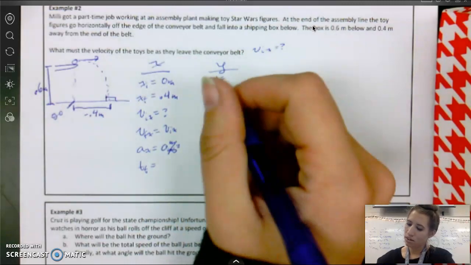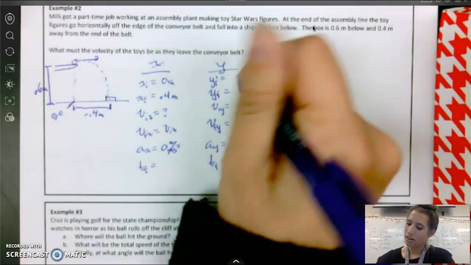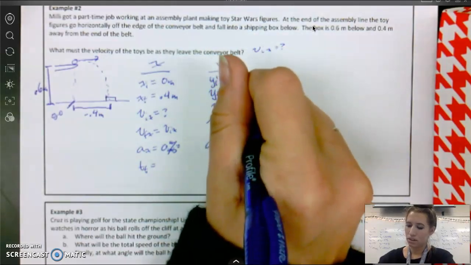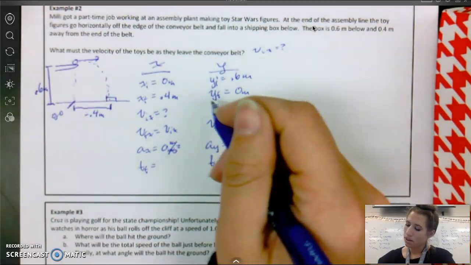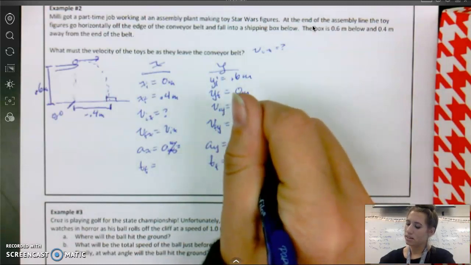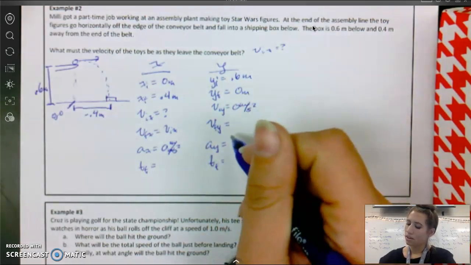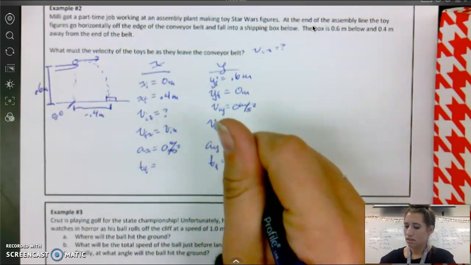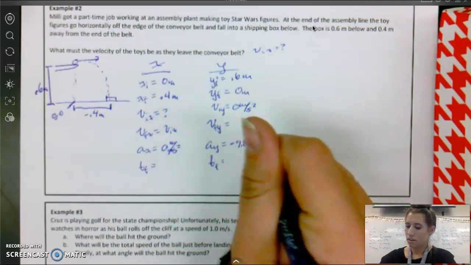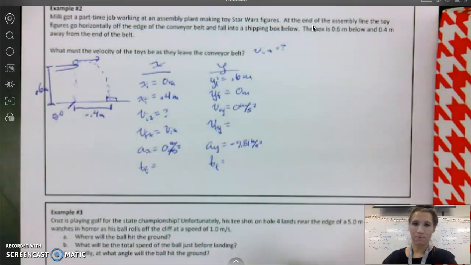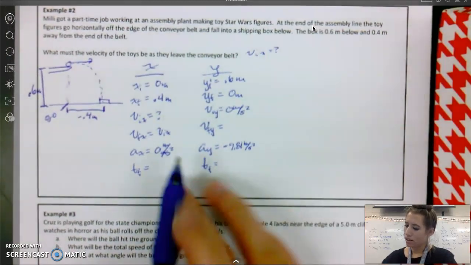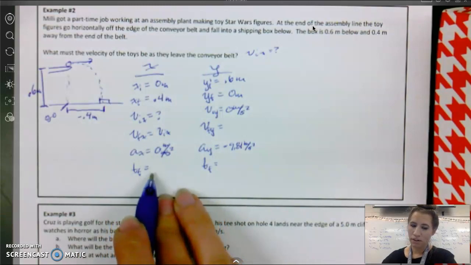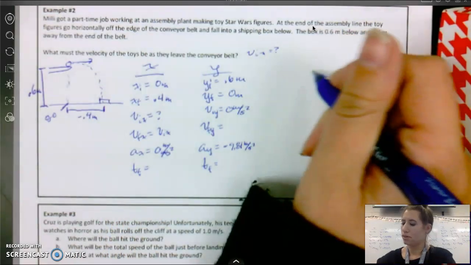Y initial, I'm starting at a height of 0.6 away from my origin. I'm ending at the origin as far as the y direction goes. My initial velocity in the y is 0. It's all in the x. Velocity final in the y, we don't know what that is. The acceleration is the acceleration due to gravity. And we don't know the time component. Okay? So we want to know x initial. We don't have enough information here to solve for that. So you better find time using the y components first.